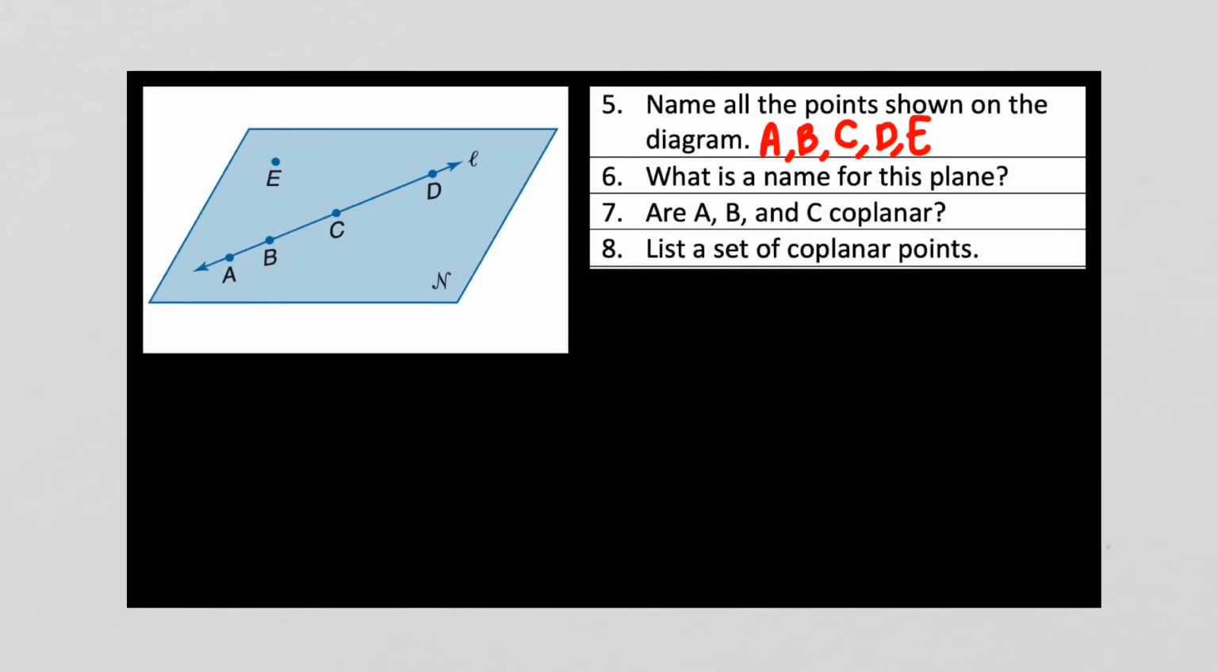Number 6, I ask you, what is a name for this plane? Remember, you can name a plane from 3 points, but on this diagram, we have this capital, italic letter. So this plane would also be called plane N. And so that names the entire plane.